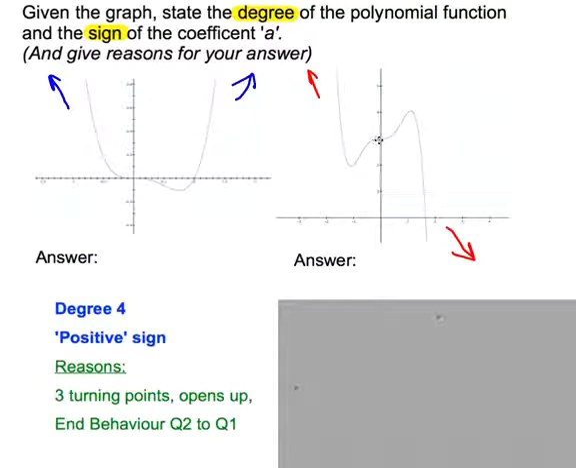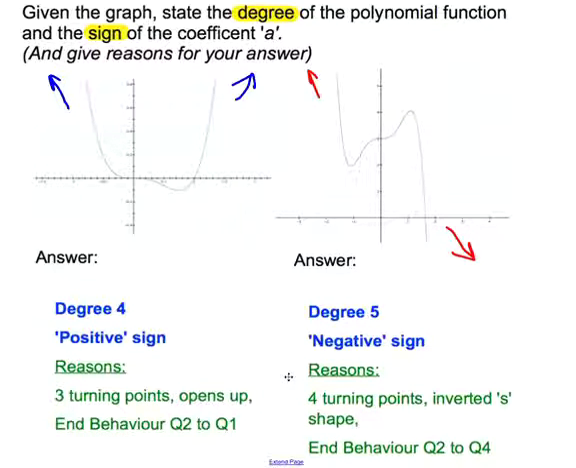If we go look at the graph in more detail, number of turns, we've got 1 turn over here, a 2nd turn, a 3rd turn to the left, and a 4th turn to the right. So we've got 4 turning points telling us that this is most likely a degree 5 function with a negative leading sign. If we look at the answer, that's what we end up getting as well.